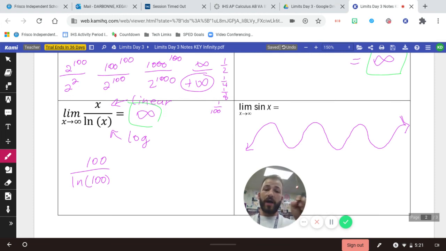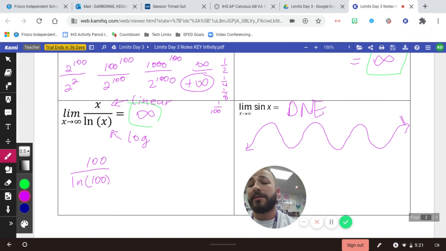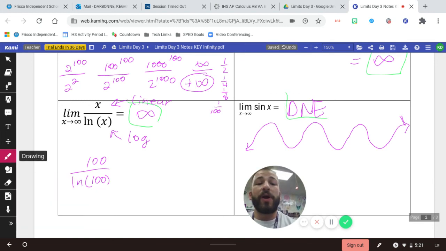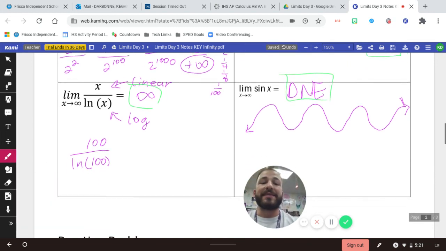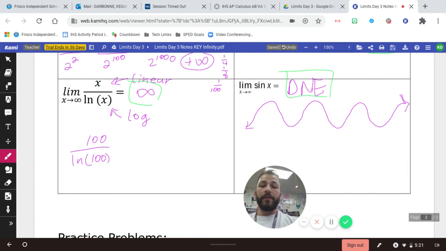Okay, so if it's going up and down and up and down, is it ever really approaching a singular y value? Well, no, because it's going to go up to positive 1 and then back down to negative 1, and then up to positive 1 and then back down to negative 1. So since it never really equals anything, we would actually say that this limit doesn't exist. Because I can't say it's both 1 and negative 1. That doesn't make any sense. So we just say that it's DNE. Okay.